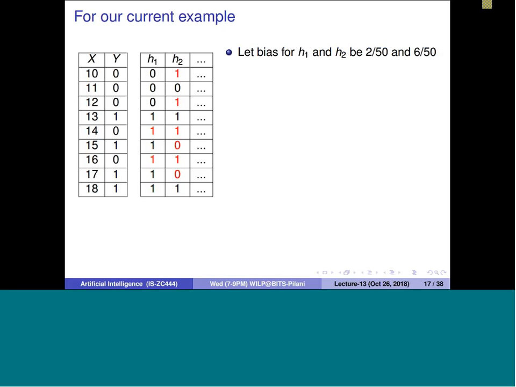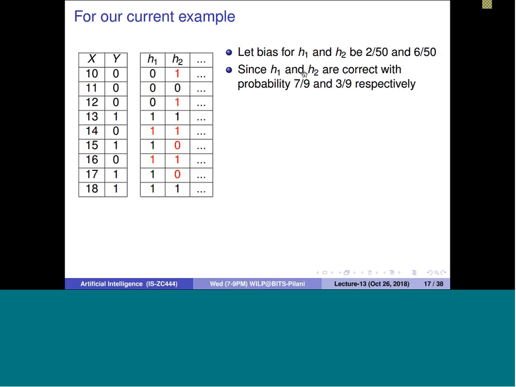But let's assume somebody gave me initial information, my bias, that H1 is good with 2 by 50 and H2 is 6 by 50. Then, since H1 and H2 are correct, what is the probability of H1 being correct? What is the probability of H1 being correct?